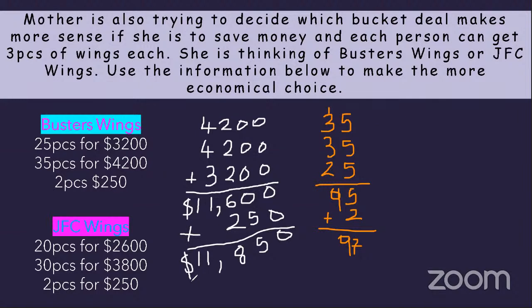So Gianna Crossdale says the reason she picked JFC Wings is because if you add 3,800 two times and 2,600, you would get 10,200, and it is lower than what you would have to pay at Busters with 11,600. All right, remember that 11,600 at Busters can't buy 96 wings, it's 95 wings. So it's really 11,850. So you're saying that would be cheaper, but we need to check first though, Gianna. Those combinations that you have, you said 3,800 two times. So you're saying 30 plus 30, 60 pieces of wings right there.